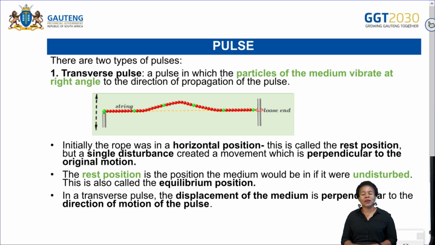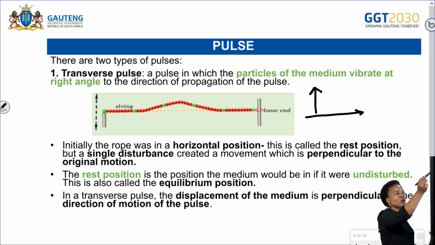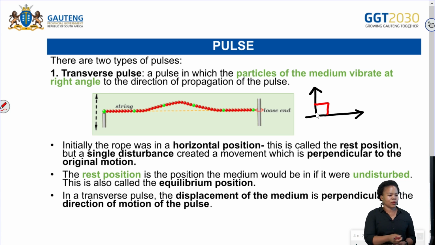There's a nice diagram over there showing how the particles move up, and here is the propagation of the wave. So the particles of the medium are going up, and the propagation of the wave is going in that direction. Hence, it is creating that right angle, which is a 90 degree angle.